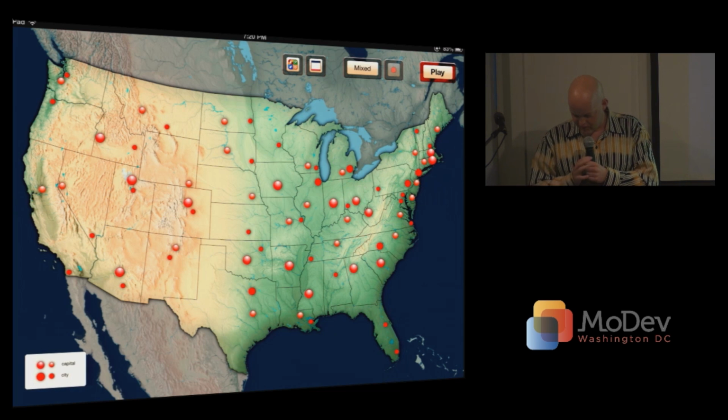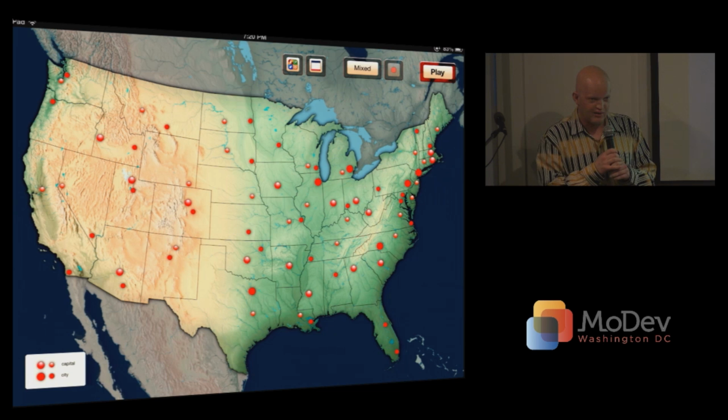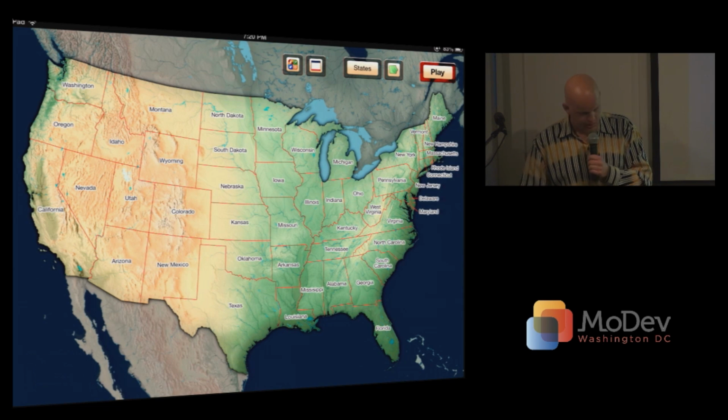And special bonus, I have a mixed mode too. This is the most challenging mode. It's going to mix capitals, cities, and states and give you a real brain workout. So I'm going to show states real quick. So that play button on the top right, press that at any time to play the game.